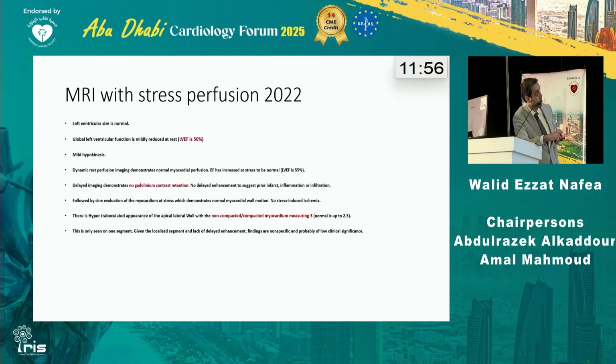So this is the MRI from 2022. We can see the ejection fraction is fair, only 50%, and we have mild hypokinesis overall. There was no GAD enhancement, no retention of the contrast at that time. There was a non-compacted area, like you have seen in the apical part, and the actual calculation was less than 2.3. That's why they suspected LV non-compaction, not fulfilling the criteria. That's why a follow-up annually was recommended.